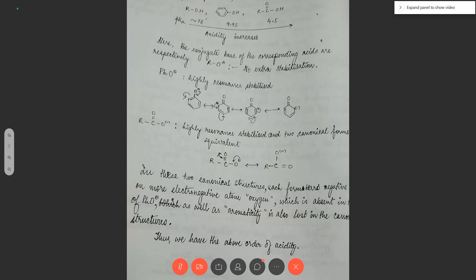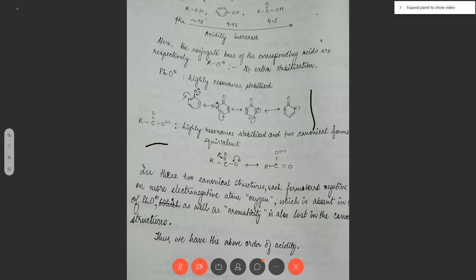We can see the canonical forms of phenol. This one, phenoxide, is highly resonance stabilized, but the negative charge comes over the less electronegative carbon, right? But in case of the carboxylate ion, the negative charge comes over the more electronegative oxygen atom. So the higher the delocalized negative charge over the oxygen atom, the higher the stability of its conjugate base. That is why the more stable the conjugate base is, the higher is its acidity.